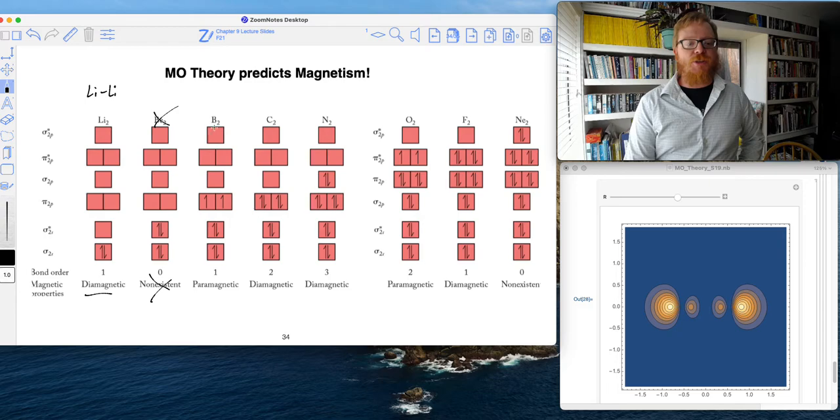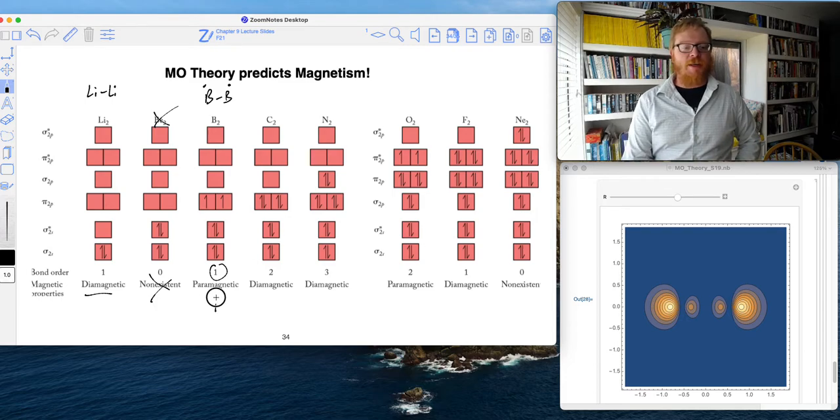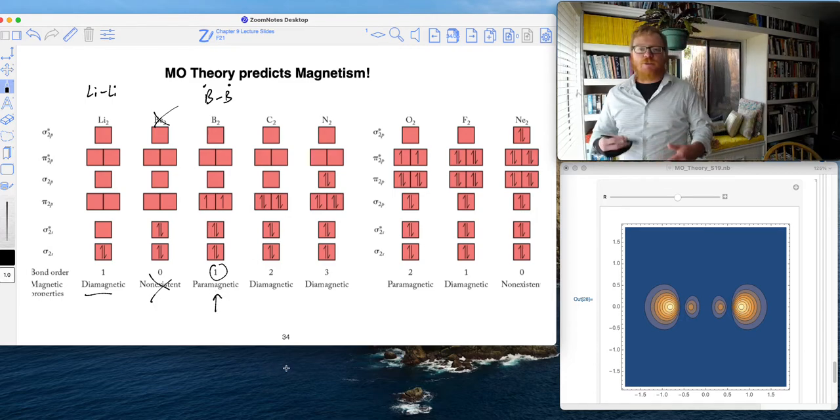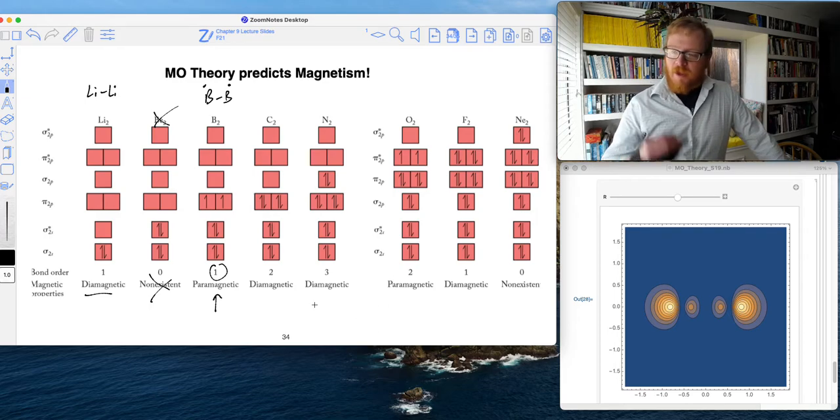What about B2, boron-2? That's predicted to have a single bond from our bond order calculation, so a boron bonded to a boron. But you can see that it's got 2 unpaired electrons. Those 2 unpaired electrons would exist as this diradical, like what we described in oxygen, and it is actually paramagnetic. So if we applied a magnetic field to B2, it would be attracted to that magnetic field.